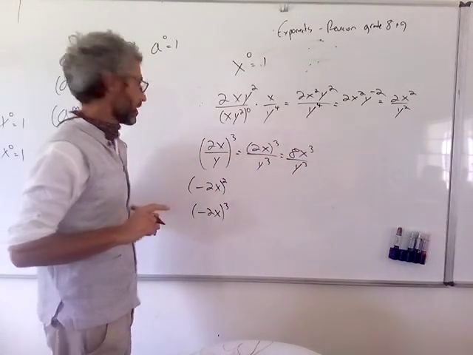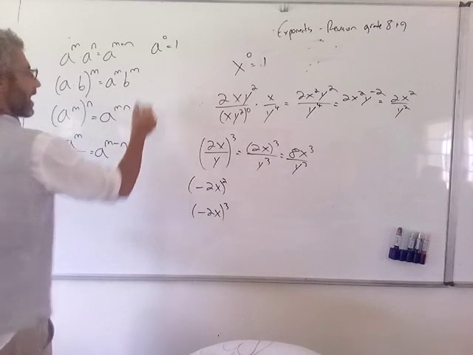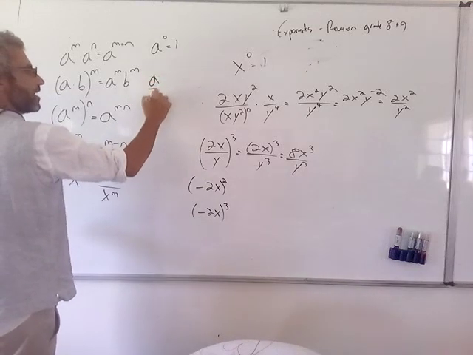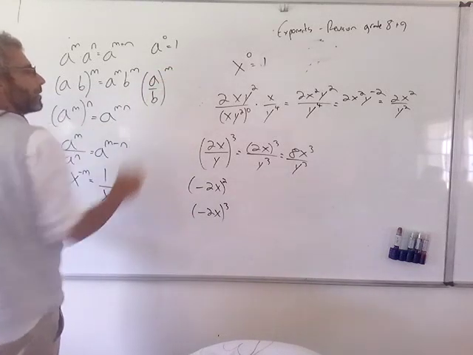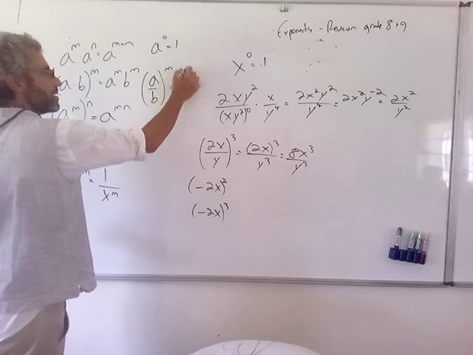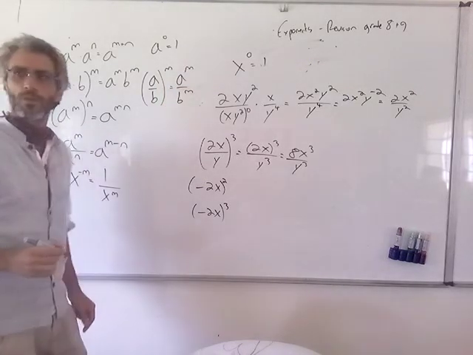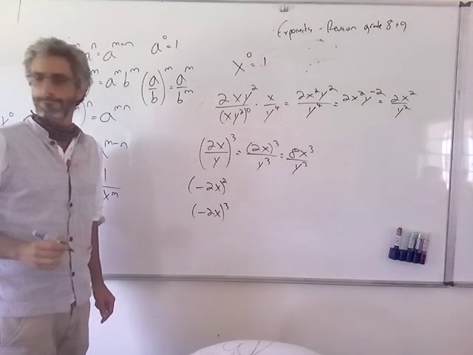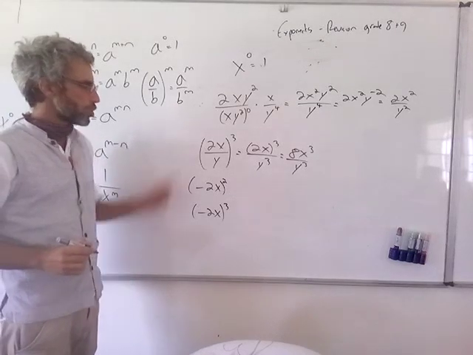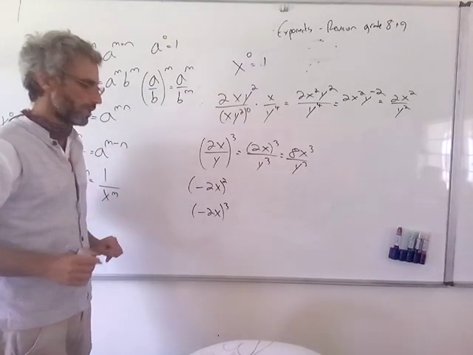The rule that I'm going to add here is: if I have a divided by b and I'm powering it by m, the answer will be a to the power m divided by b to the power m. So you just basically cube the top and you cube the bottom.